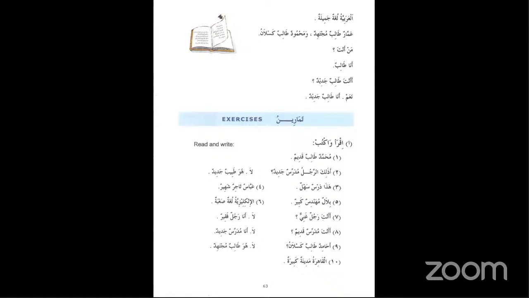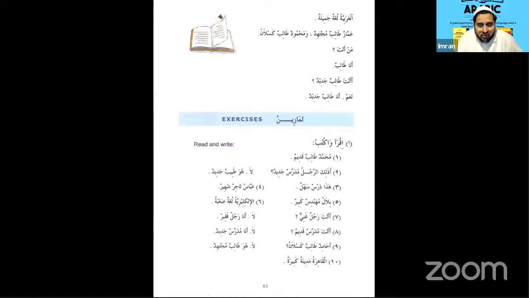Is that man a teacher? Adhalika rajulu mudarrisun? What type of teacher? Jadidun is the adjective for the mudarris. So dhalika and rajulu together are the mubtada, mudarrisun is the khabar, and jadidun is the adjective for mudarris. Is that clear?